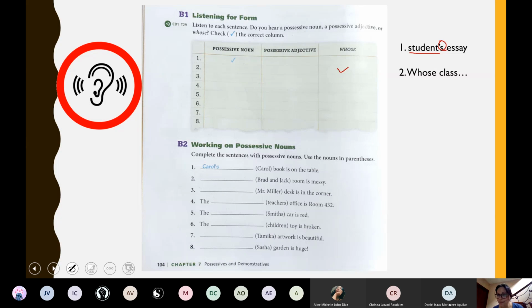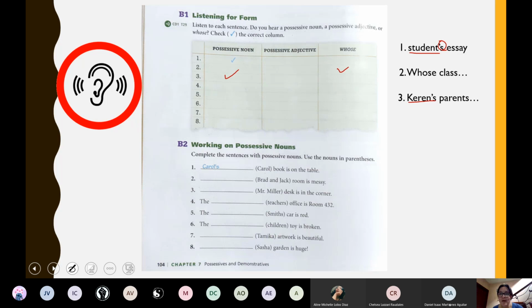Number 3, Diego Savillon, are you here? Can you tell me what you have in number 3? Possessive noun, possessive adjective, or whose? Possessive noun. Let me see. Number 3 was Karen's parents are from Honduras. The interesting part is Karen's parents, the parents of Karen. It's a possessive noun.